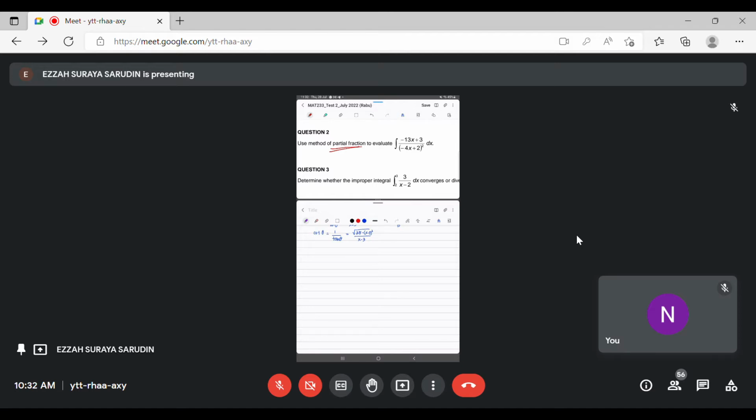So how to check whether the function in the integration here is proper or improper? You need to check the highest power of x in the numerator and the denominator. We need to look at the power of x.